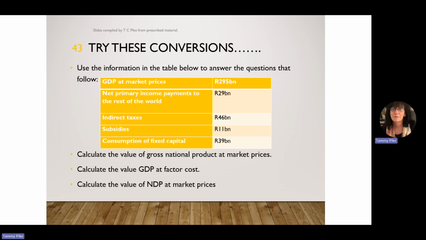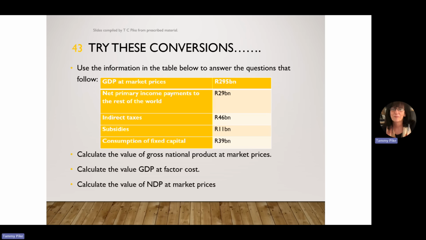All right, so focus for the moment, not so much on the numbers, focus rather on which of those items you're going to need in which of the calculations. So that one would be there. So let's take that. It'd be applicable there. Then we go on to GDP at factor cost.